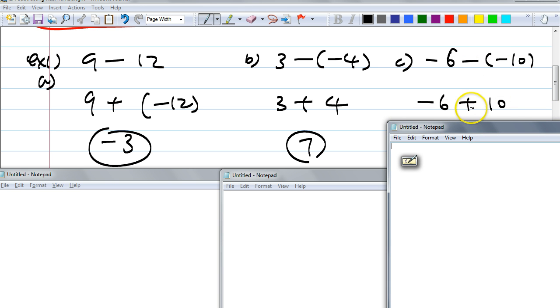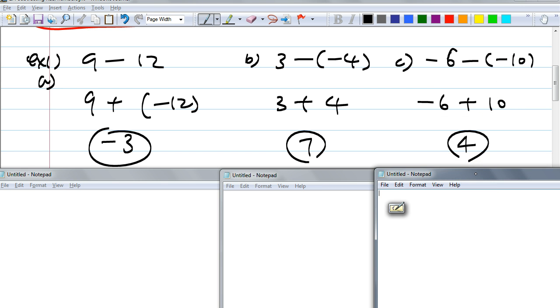You see how subtraction became addition? What's the opposite of negative 10? Positive 10. So, of course, class, what's the answer? 4. So it's pretty straightforward. Okay. Any questions? All right, and let's go to example 2. We ready? Let's go to example 2 then.